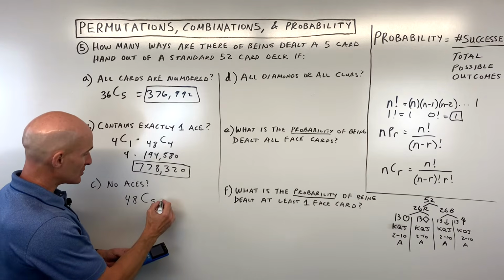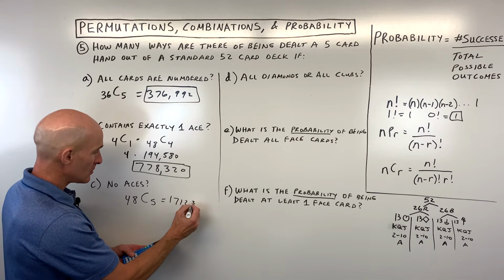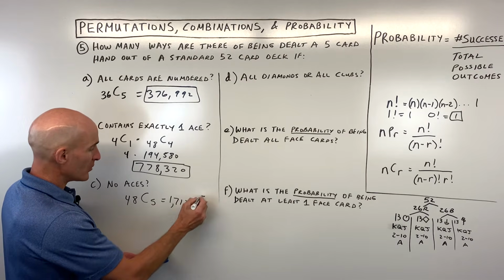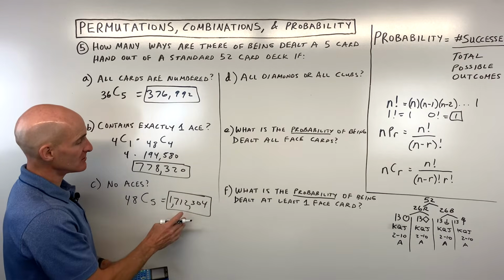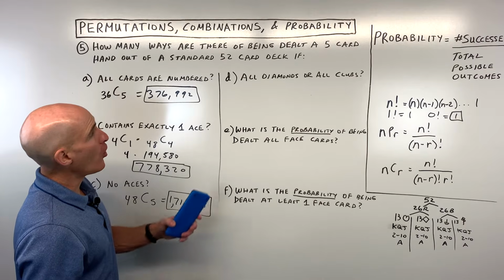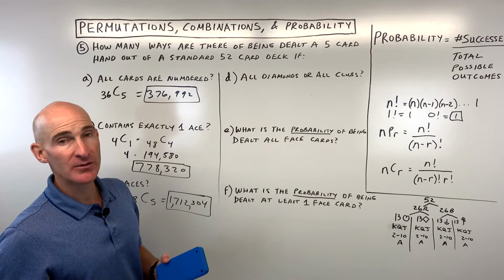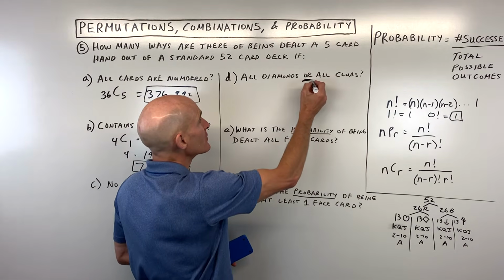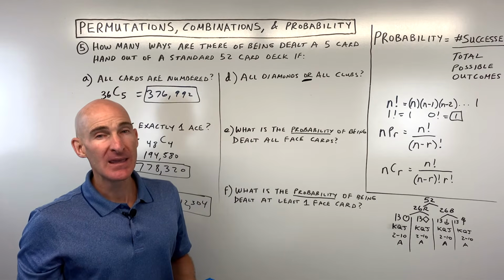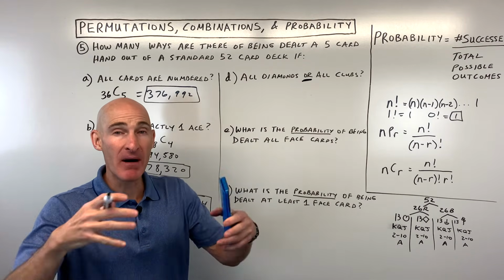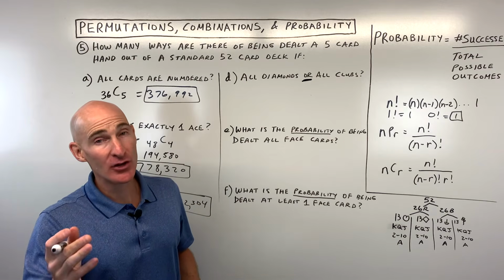Okay, and that comes out to 1,700,000. Okay, and then for letter D, all our diamonds or all our clubs. Now, in math, let's talk about this for a second. Or means union. It means like combined. It means both. But you don't want to double count.